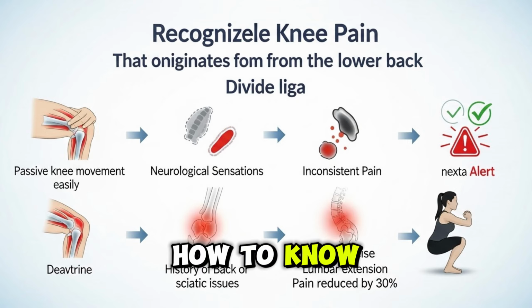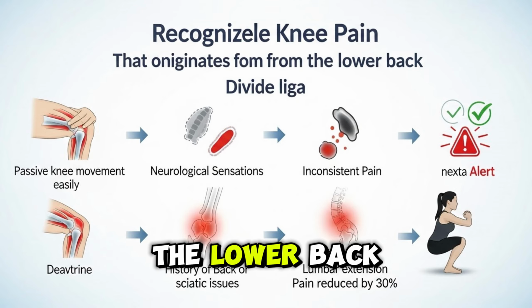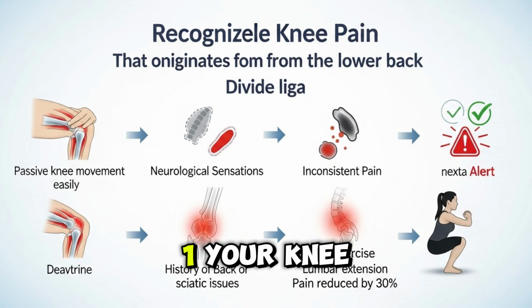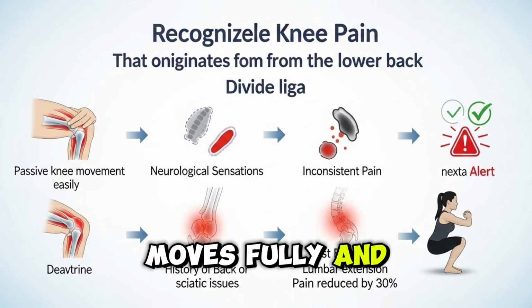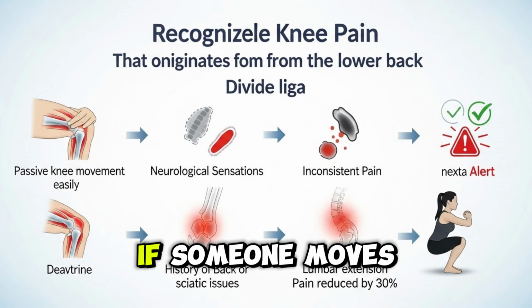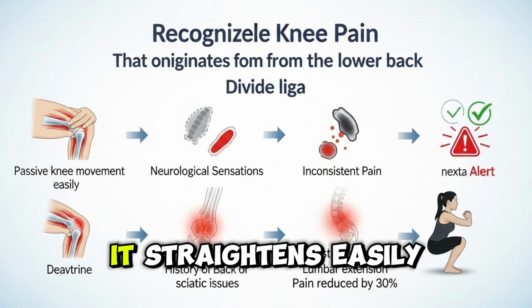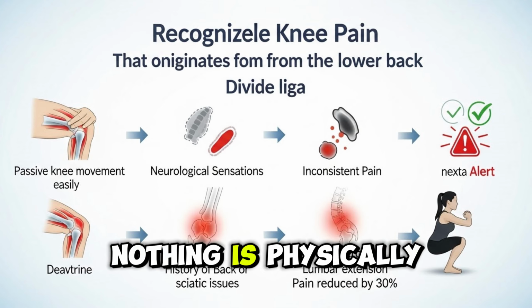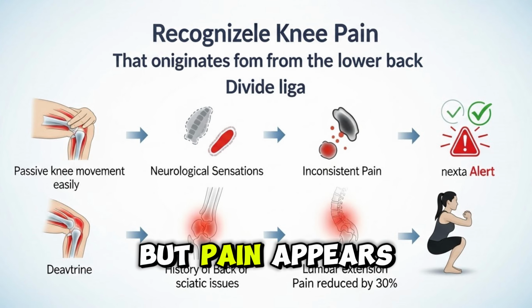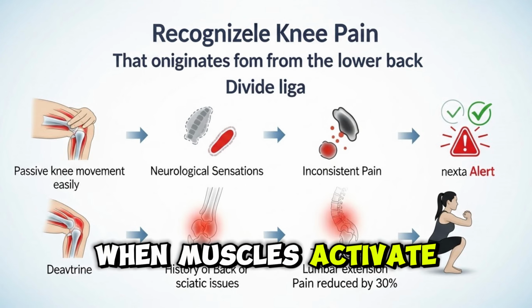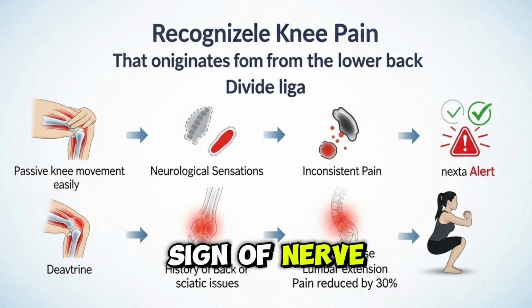5. How to know if your knee pain comes from the lower back. There are several diagnostic signs. 1. Your knee moves fully and freely when relaxed. If someone moves your knee passively, it bends easily, it straightens easily, nothing is physically stuck. But pain appears only during active movement, when muscles activate. That's a hallmark sign of nerve involvement.